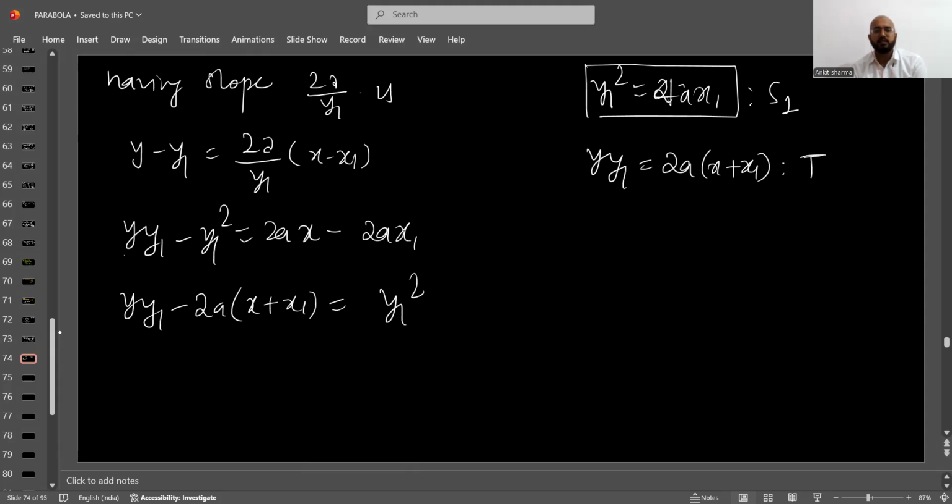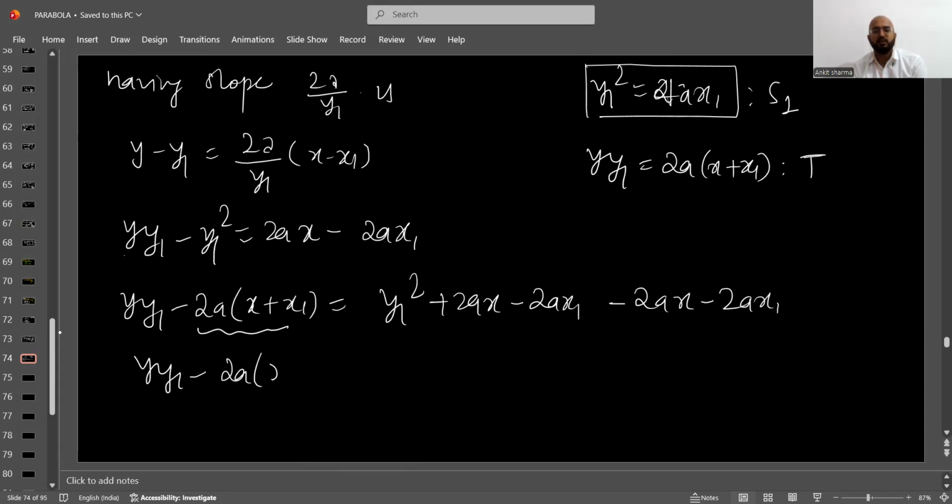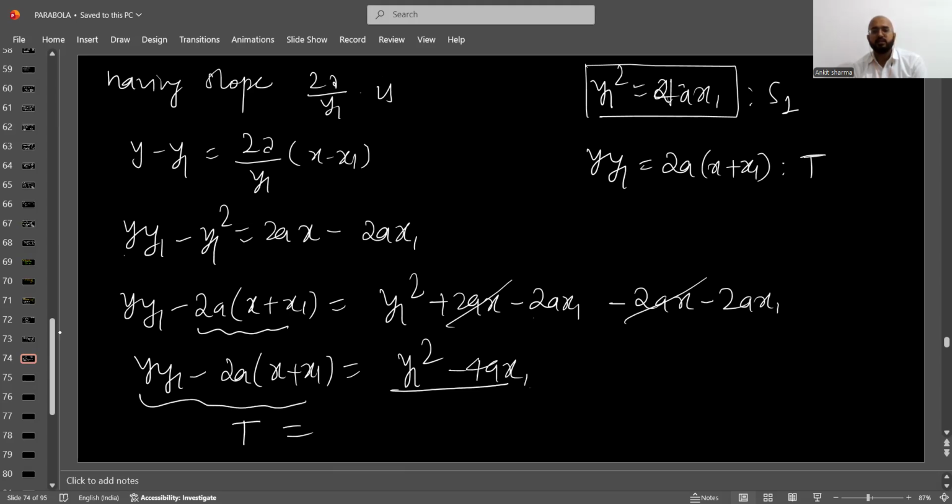And is equal to y1 square. I'll take it here, and then I have plus 2ax minus 2ax1. Since I have added this part here, I'll be subtracting here also. So minus 2ax minus 2ax1. So this is nothing but y1 minus 2a into x plus x1, and here I'll be having y1 square. And then this part will get cancelled, and I'll be having here minus 4ax1. So this is nothing but the equation of tangent, and this is nothing but s1.